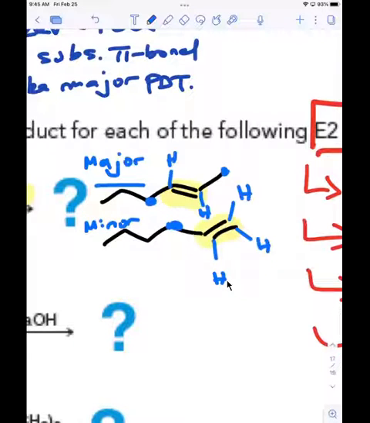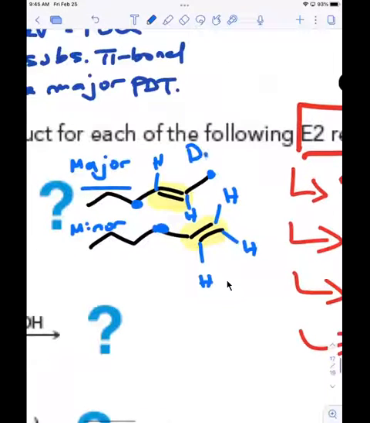Are you following that? Yes, sir. All right. So that top alkene is going to be major and the bottom one is going to be minor, because the top one is disubstituted and the bottom one is monosubstituted. It only has 1 carbon attached.